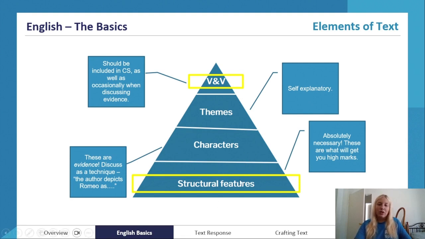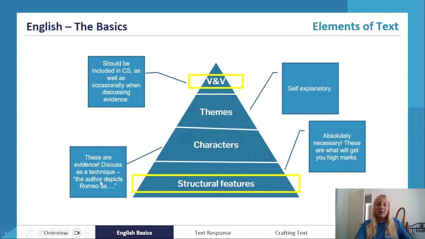So looking at structural features, these are the majority of what comprises your analytical essays. And you need heaps of these to get high marks. And as I mentioned previously, a variety is needed as well. Your characters are a big bulk of your evidence as well. So this is kind of interlinked with structural features and evidence. But you'll be quoting from them a lot and analyzing them.